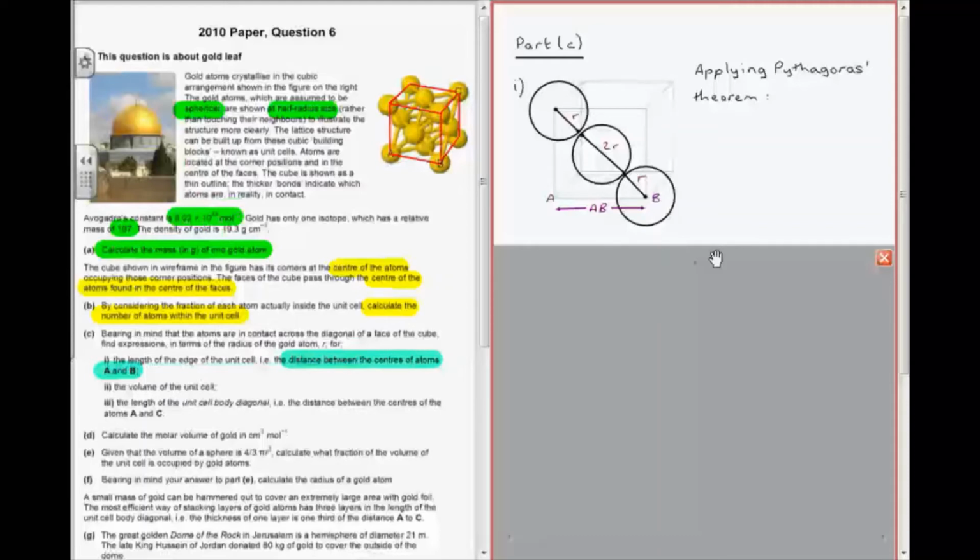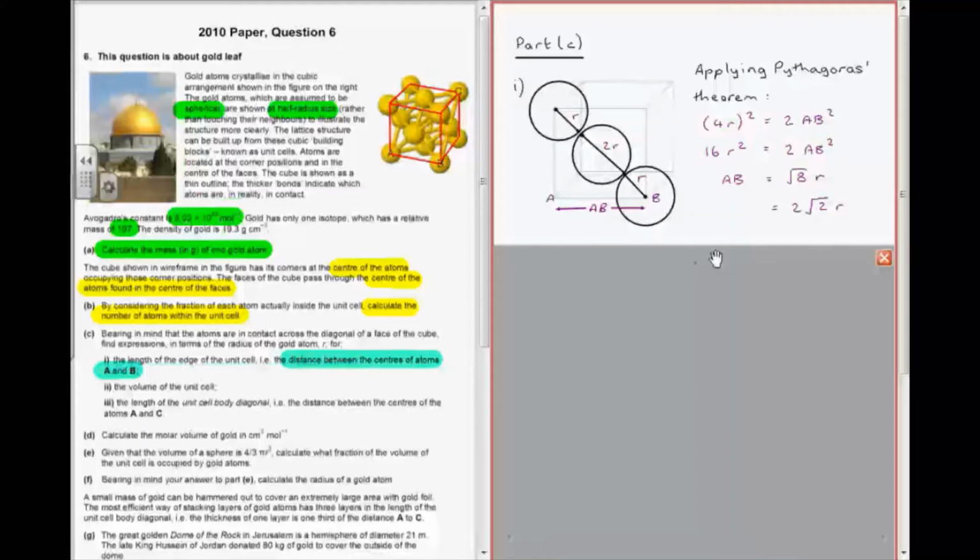that the square of the hypotenuse, which is 4r, is equal to 2 lots of the distance AB squared. Multiplying out our brackets then, we say that 16r squared is equal to 2AB squared, and so we can see that the distance AB is equal to the square root of 8 times r, which simplifies to 2 root 2r.